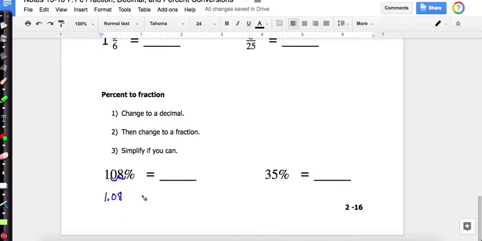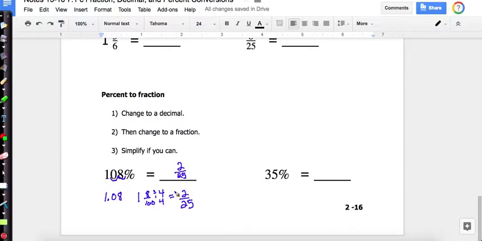Now how would I write 1 and 8 hundredths? I would write 1 and 8 hundredths. Now, can you think of a number that goes into 8 and 100 evenly? They're both even, so I know 2 goes in evenly. If 2 goes in evenly, then I always try 4. Can 4 go into 8? Yes. Can 4 go into 100? Yes, because 4 quarters equals $1. So I can divide top and bottom by 4. 8 divided by 4 is 2, and 100 divided by 4 is 25. So my answer is 2/25, correct?